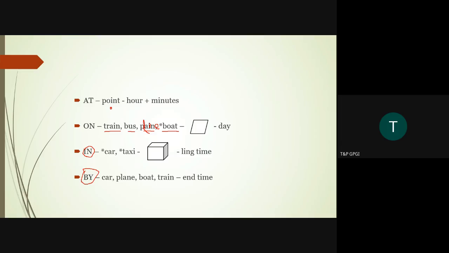Very specific. Now, moving on to on. Let's see here. I drew this over here. Why? Because this is a surface. This is a dot, but this is a surface.